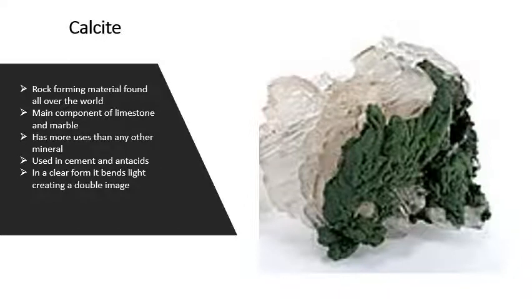All right, so now we have calcite. Calcite is a rock-forming material that is found all over the world. It's the main component of limestone and marble. It has more uses than any other mineral. For example, it is used in cement and antacids. In its clear form, it bends light, creating a double image.